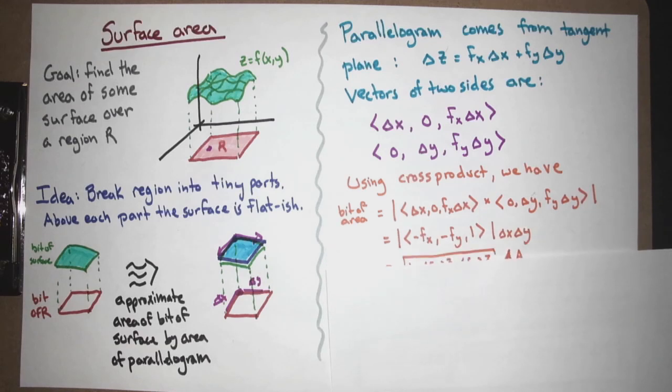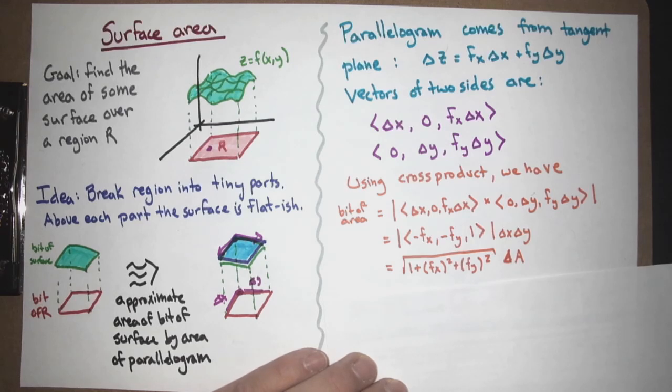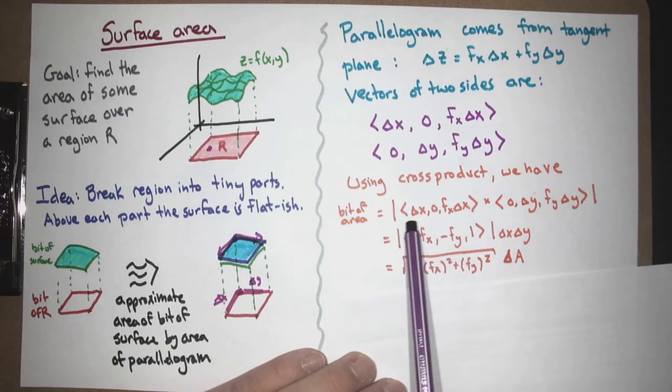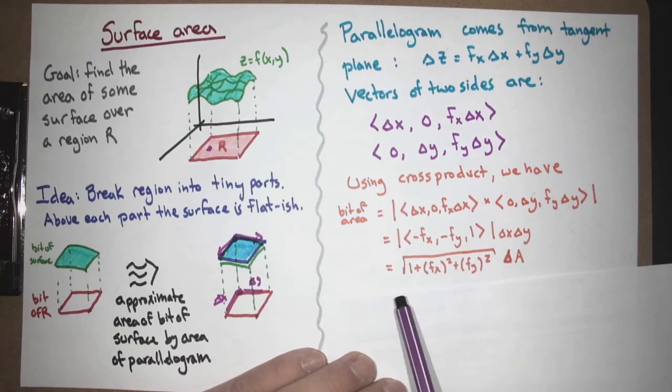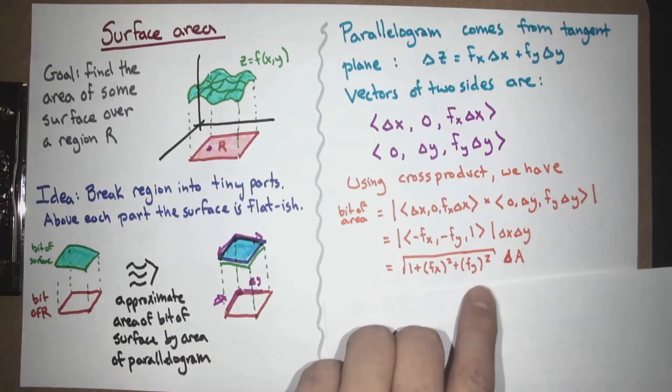I throw in the cross product formula, and it's not very exciting, so we skip the computation. But it turns out that when you take the cross product, you get negative f sub x, negative f sub y, 1. We're going to see this vector again. This is a very useful vector. Come back on Friday if you're in town, you'll see why. But we need to take the magnitude of that, so you get the square root of 1 plus f sub x squared plus f sub y squared, and then your bit of area.